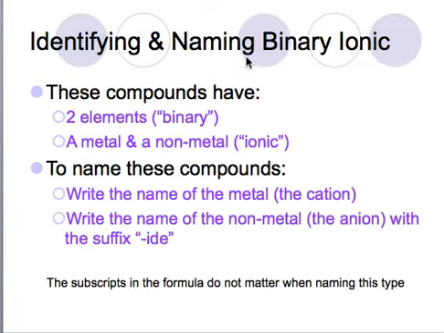Okay, when you read a compound, you'll know it's binary because it's going to have just two elements, metal and non-metal, as we said. To name these, you write the name of the metal, the cation, just as it is. Then you write the name of the non-metal, the anion, with the suffix -ide on the end. There's a little note down here at the bottom. The subscripts in the formula do not matter when naming this type. In other words, the little numbers don't have part in the name.